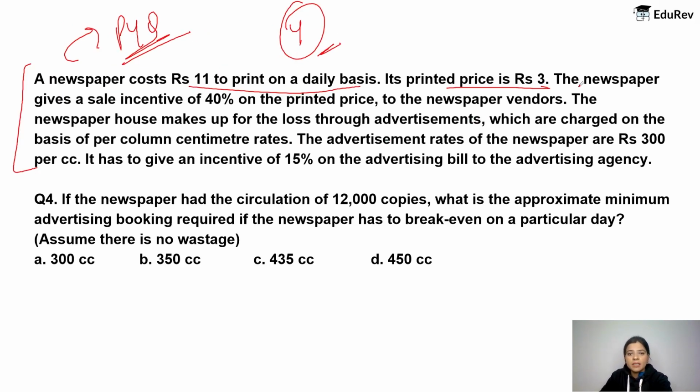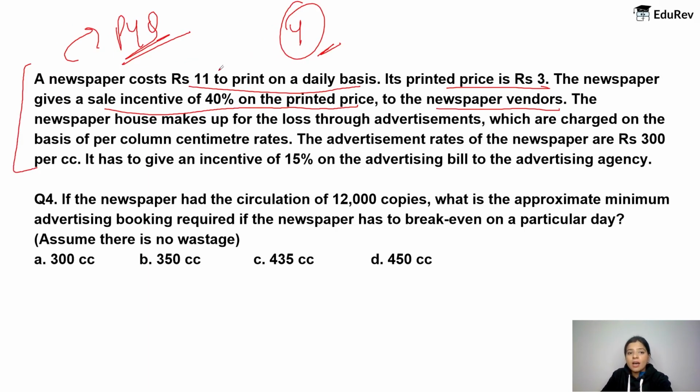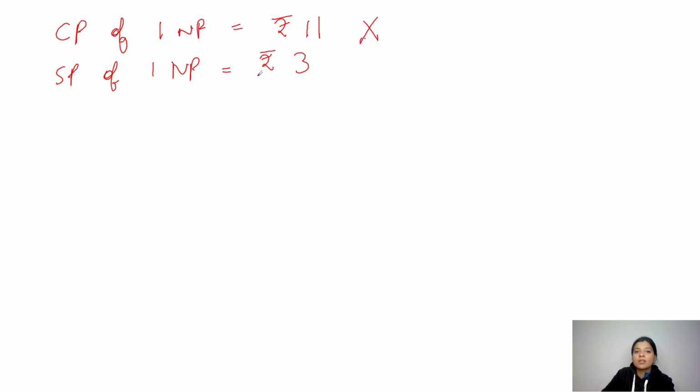Let's read further. The newspaper gives a sale incentive of 40% on the printed price to the newspaper vendor. Now there's a twist over here. What I initially supposed as the cost price of one newspaper is not the actual cost price, because along with the printing price, that is rupees 11, the newspaper company is also giving a sales incentive of 40% on the printed price to the newspaper vendors. So whosoever vendors are selling their newspapers are also getting 40% of the printed price. So this is not the actual cost price.